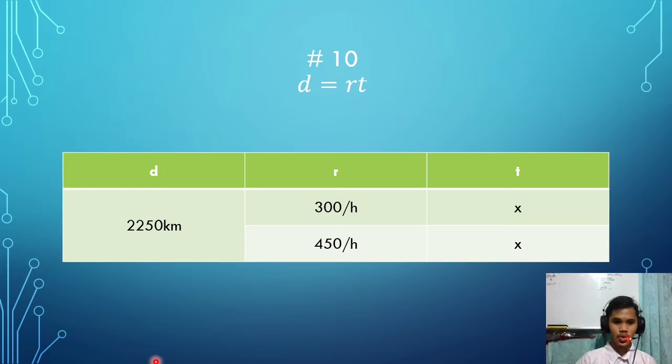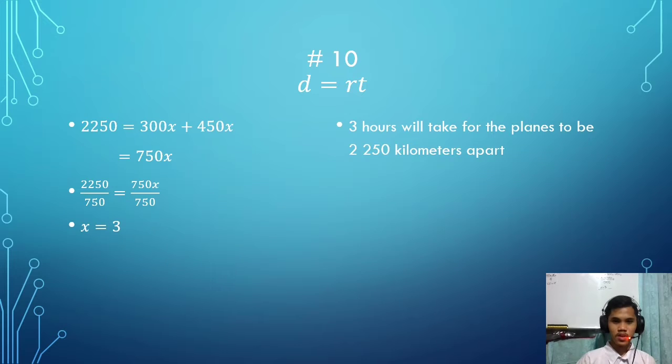So here are the values that I got from the word problem number 10. And here is the substitution part of my solution. So here is the first term of the right side, 300x, from the product of the first rate and time, and then the second is the product of the second rate and time. So added together, we have here 750x, and then divided by 750 for both sides. Then to get the x, x equals 3, and the answer is 3 hours for the planes to be 2,250 kilometers apart.